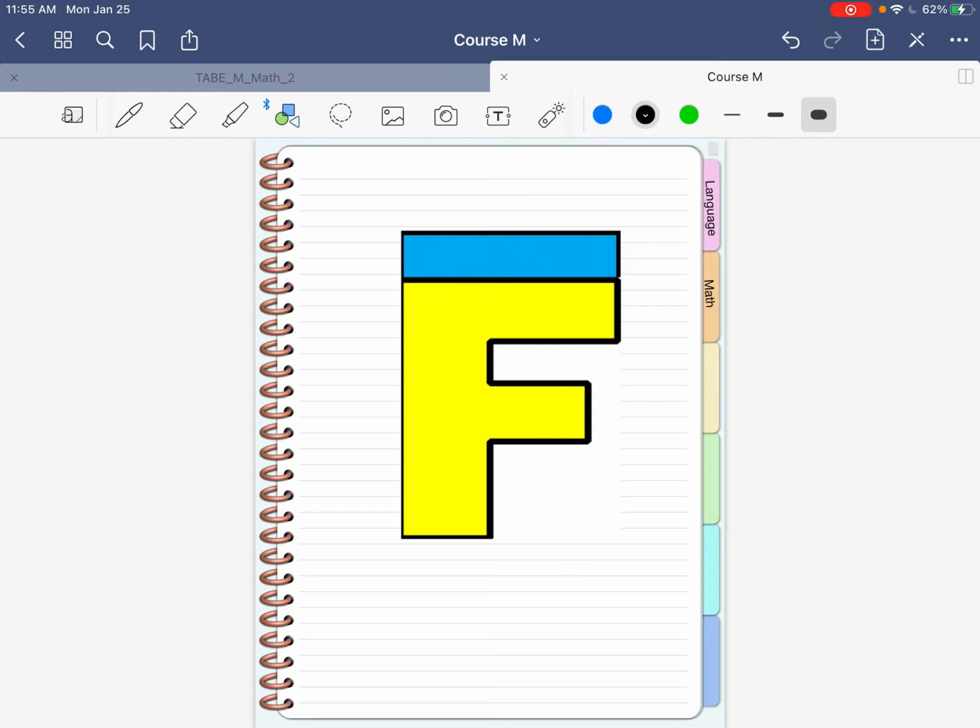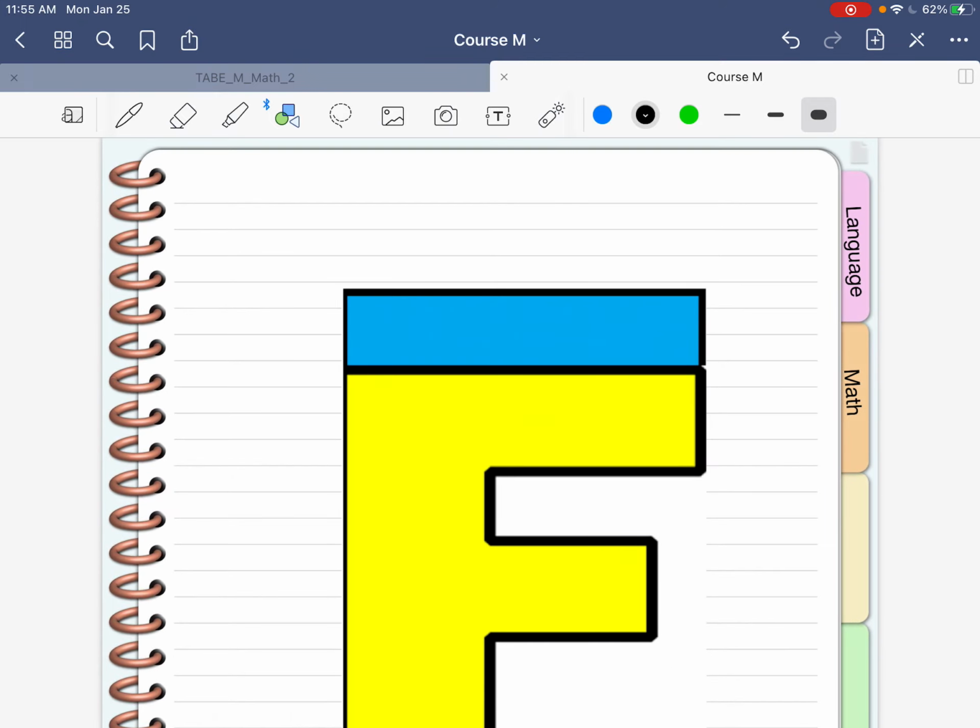If you turn to the next blank page in your book, we're going to be working with this memory piece. It is the letter F, because today we are looking at a skill called greatest common factor. Sorry, that's a title that needs to be capitalized.